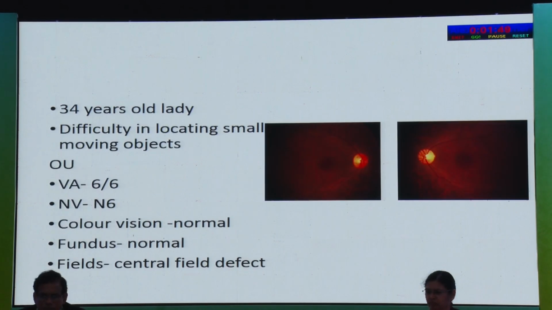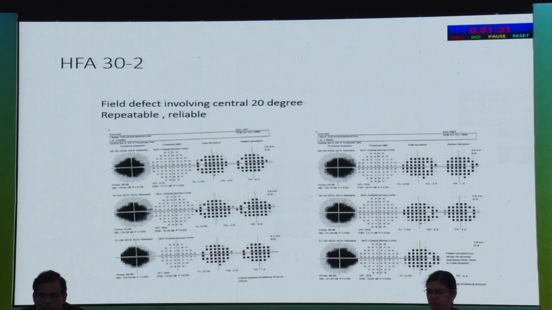Coming to one important field defect which I came across, I'll share this with you. This is a 34-year-old lady, and her main complaint is difficulty in locating a small moving object. On examination, her visual acuity is 6/6 and N6. Color vision was normal, fundus was normal, and field examination showed central scotoma in both eyes, and it is repeatable and reliable. The field defect was involving the central 20 degrees, but her vision is 6/6 and N6.